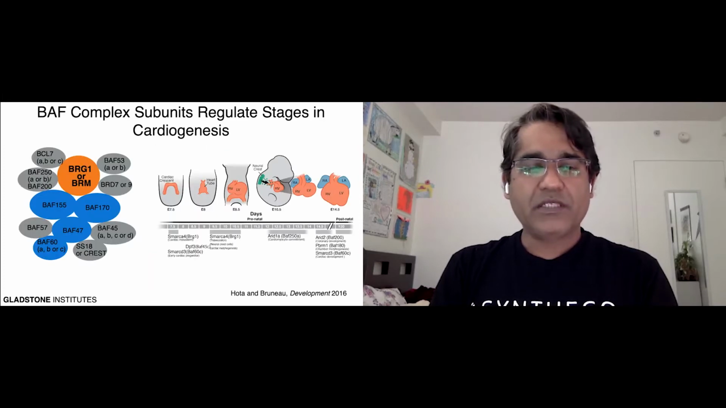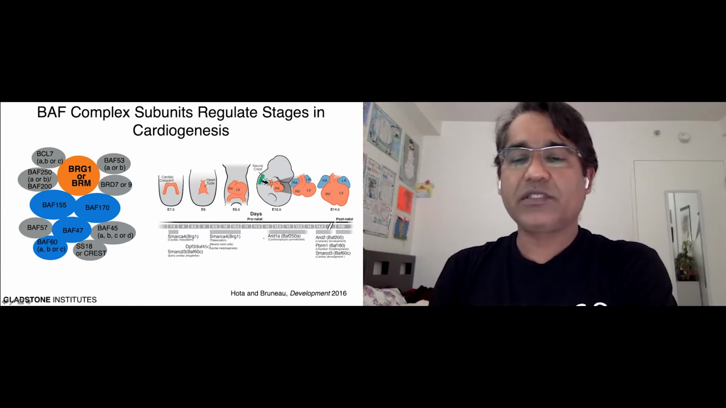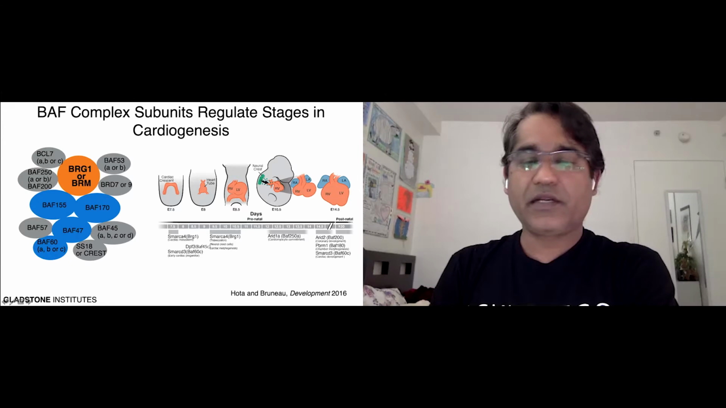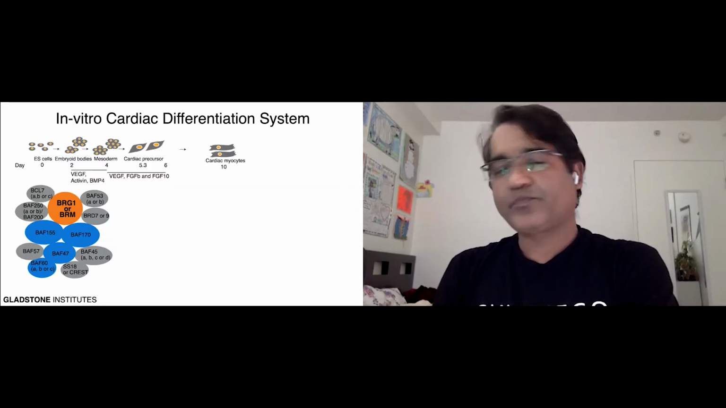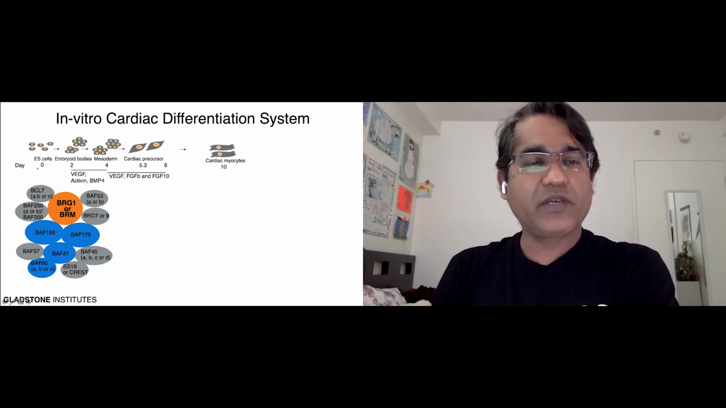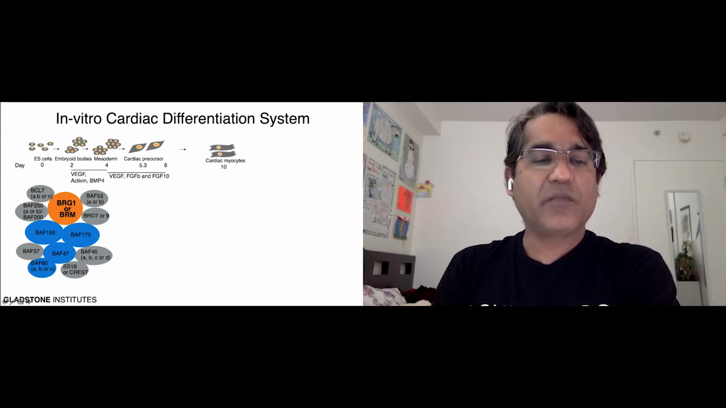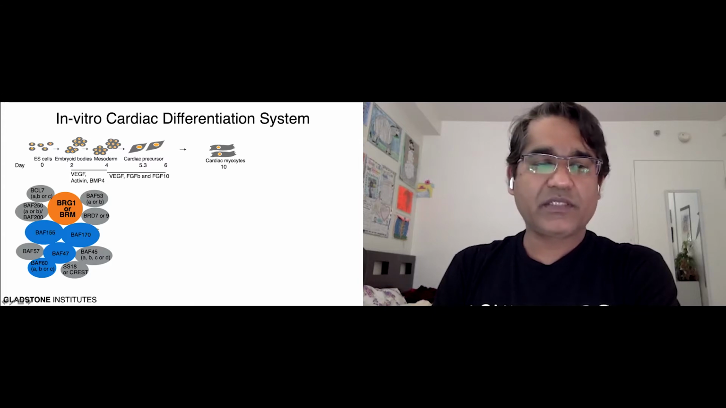Many of these complex members are involved during mouse cardiogenesis at different stages, and mutations in these members are also implicated in congenital heart disease. Using a cardiac differentiation system, what we found is that during ES cells to cardiomyocyte differentiation, the composition of the BRG1 complex changes. And then we isolated complexes containing a cardiac enriched subunit, BAF170.